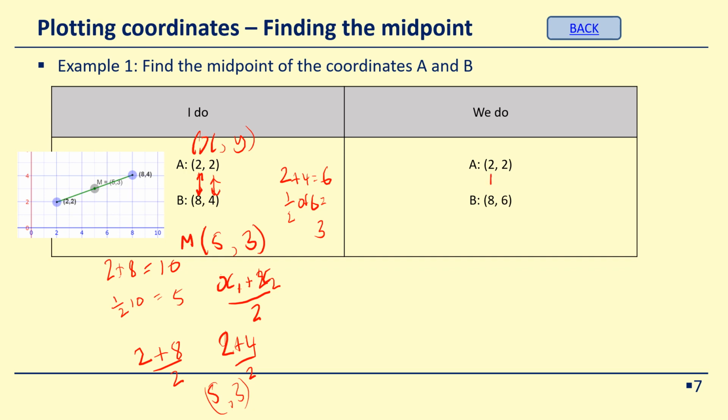Right, so 2 plus 8 is 10. 10 divided by 2. I'm just doing it like this because half and something is the same as dividing by 2. So M equals, so the first x is 5. So then we do these two. 2 add 6 is 8. 8 divided by 2 is 4. So the answer is 5, 4. And that's how you find the midpoint.